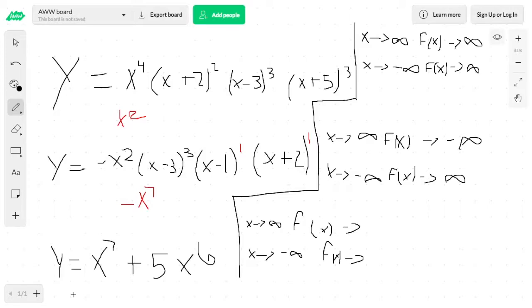All right, for our last equation, y equals x to the 7th plus 5x to the 6th. For this one, our term of highest degree is x to the 7th, and the coefficient is positive, so it's a positive odd, which means as x approaches positive infinity, f of x approaches positive infinity as well, and as x approaches negative infinity, f of x approaches negative infinity. These are our equations.